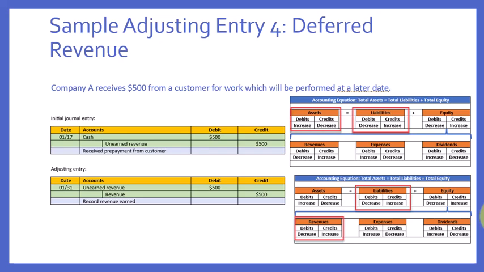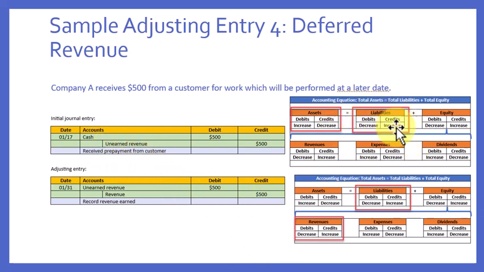Deferred revenue. Okay, this is when someone pays us in advance. So let's say that company A receives $500 from a customer for work which will be performed at a later date. Okay, so let's say on January 17th, the customer gives us $500 in cash for work that we're going to come over and do in a week or two. Okay, we debit cash and we credit this account called unearned revenue.